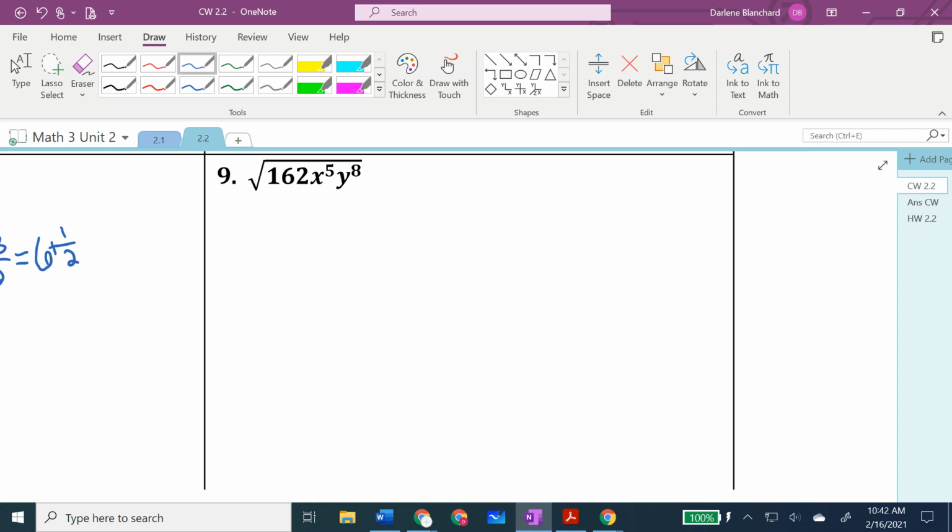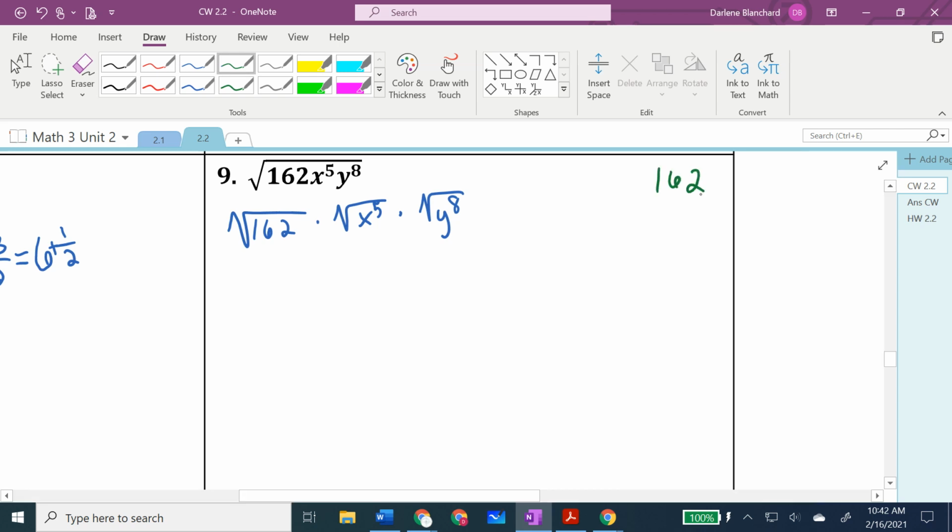You can break this up into the square root of 162 times the square root of x to the 5th times the square root of y to the 8th. 162 isn't exactly what people want to see, but you can, a little bit at a time, break it down. It's an even number. I will often start there, and you can grab a calculator. If it's even, I can divide it by 2. When I divide it by 2, I get 81. And if you know your perfect square numbers, you realize that that's as far as you need to go.